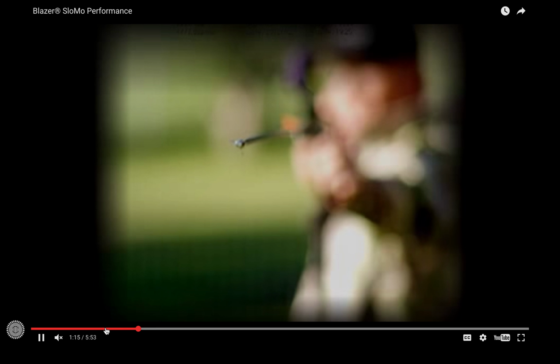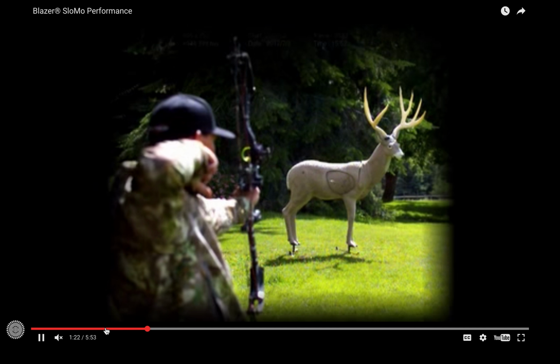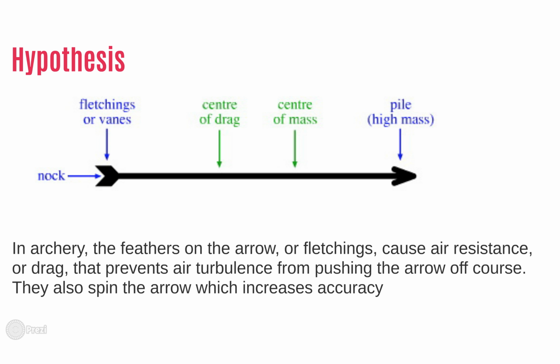We hypothesize that in archery, the feathers on the arrow, or fletchings, cause air resistance, or drag, that prevents air turbulence from pushing the arrow off course. They also spin the arrow, which increases accuracy. What we find is that this is partially true.